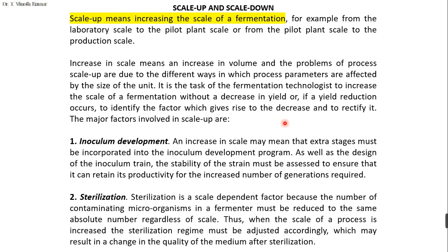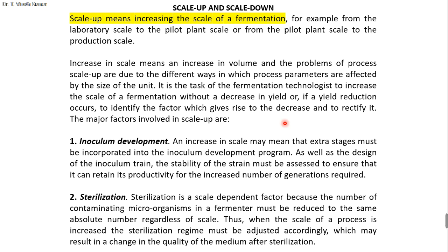We can see one by one. The first one is inoculum development. As I told in the previous lectures, inoculum preparation plays a major role. Inoculum preparation is approximately 1% to 3%, and sometimes 10% also. But 10% is very rarely used. 1 to 3% is very commonly used.